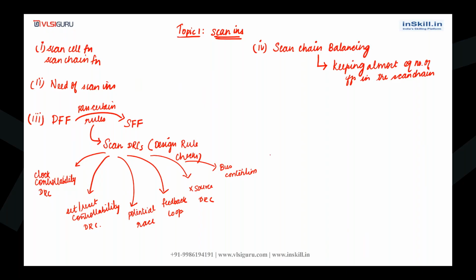Say for example, in scan chain 1 you have 1000 flops, in scan chain 2 you have 1000 flops, and in scan chain 3 you have 999 flops. This is what is called balanced scan chains.